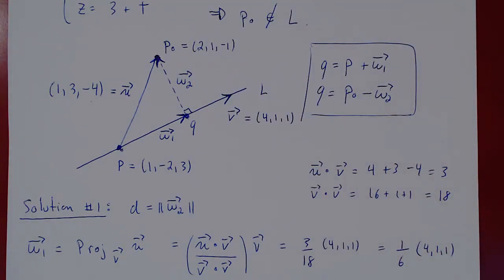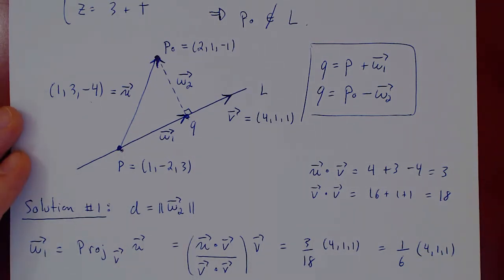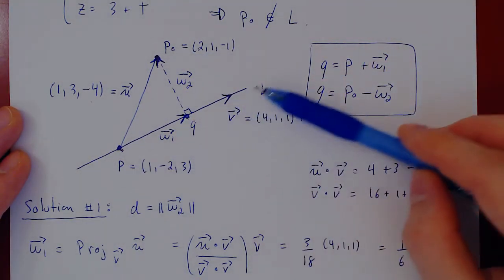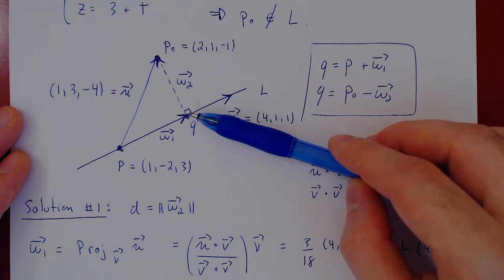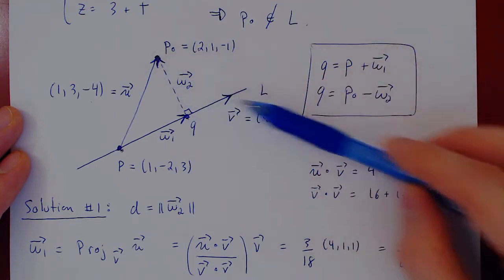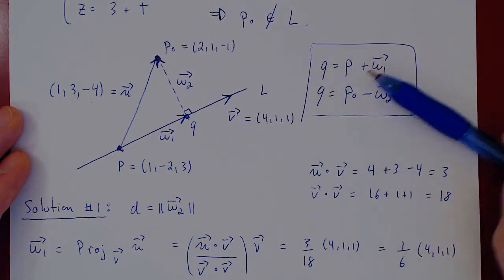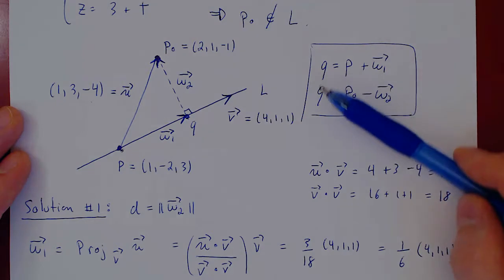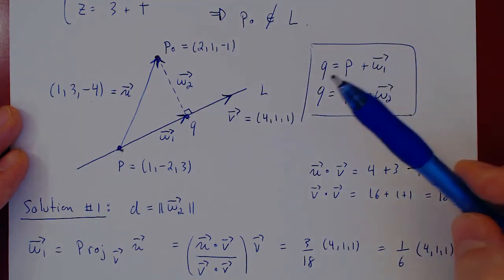And this is why, in some respect, this solution with the orthogonal projection is slightly better than the one with the cross product. Because if what you want is not only the distance between the point P naught and the line L, but also the point on the line L, say Q, lying closest to P naught, the solution is trivial once you have the projection and the orthogonal component. This will take you just one line.